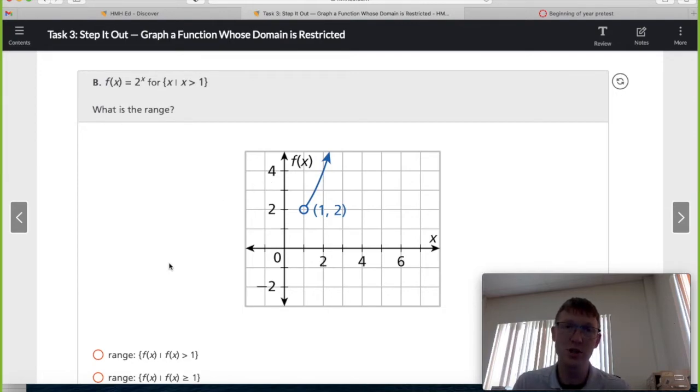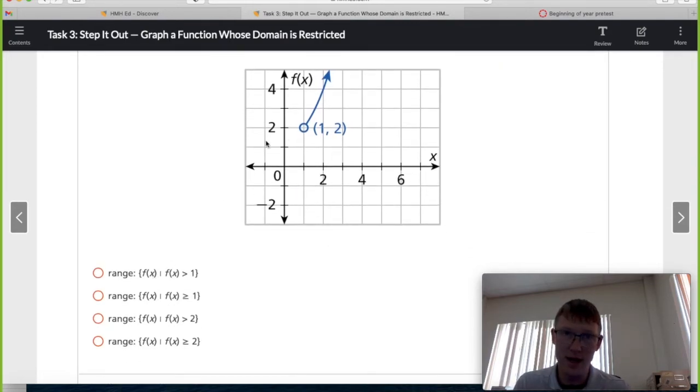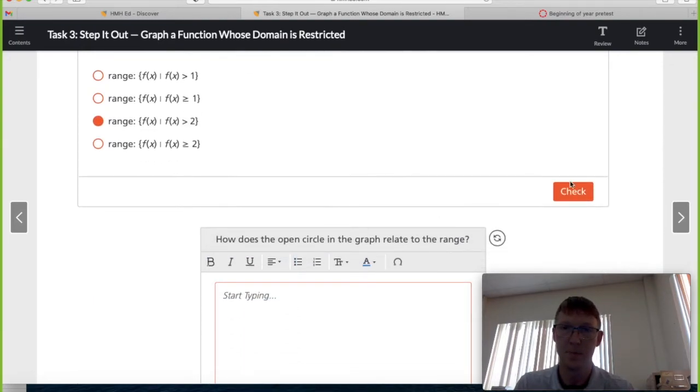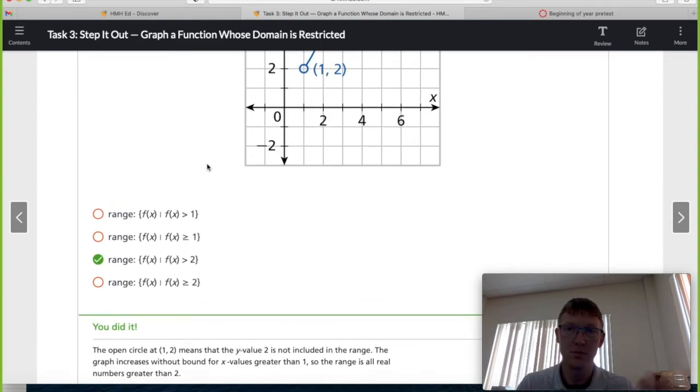So our range now is f of x 2 and greater, not including 2, because that's an open circle. So range: f of x such that f of x is greater than 2. Yay.